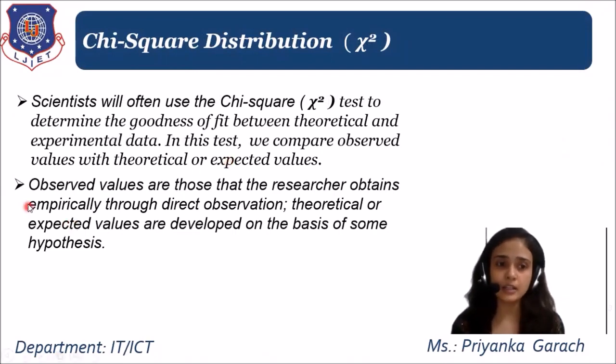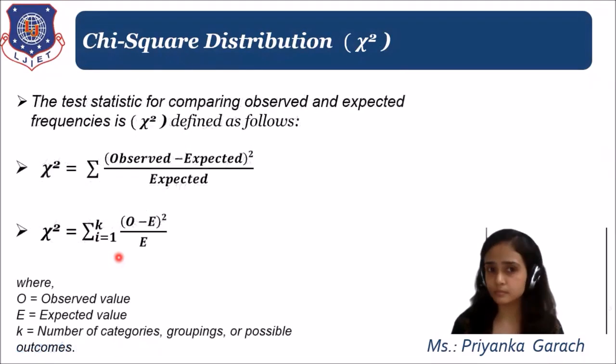It means the observed values and the theoretical or expected values are developed on the basis of some hypothesis, that is, on the basis of some theory, concept or theorem. So scientists often compare these two values, the observed and the expected, to find out the goodness of fit between them.